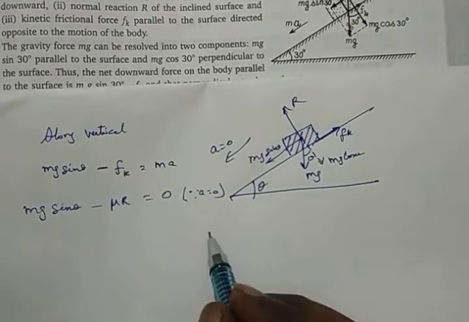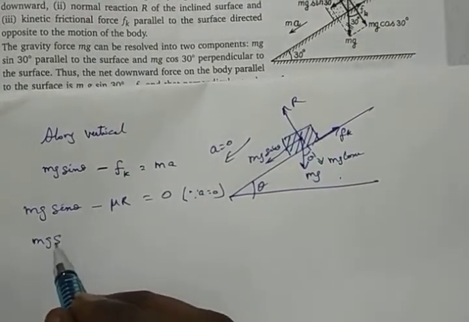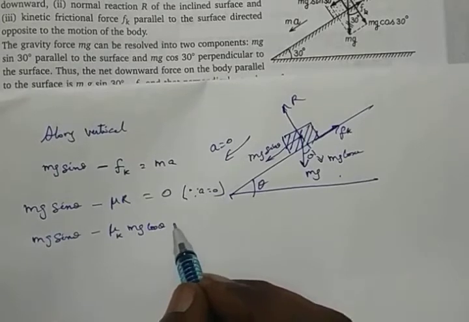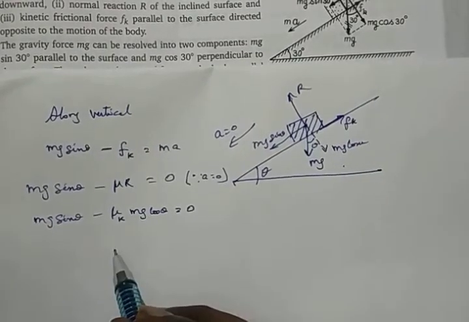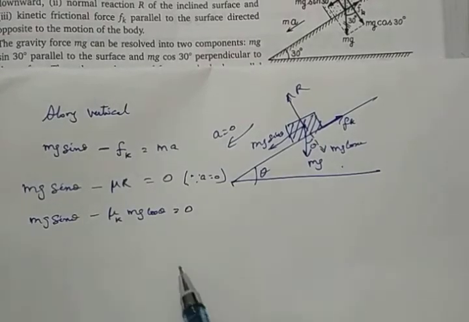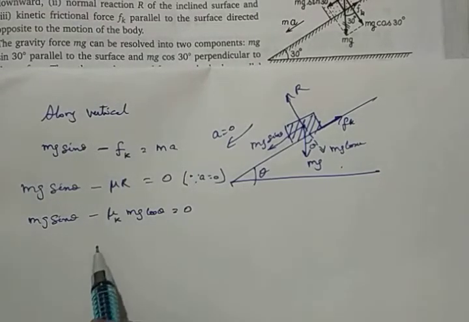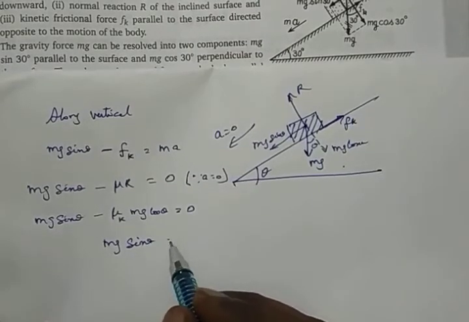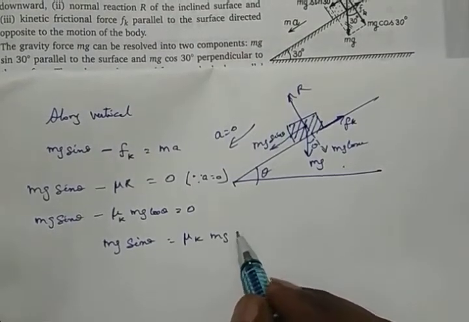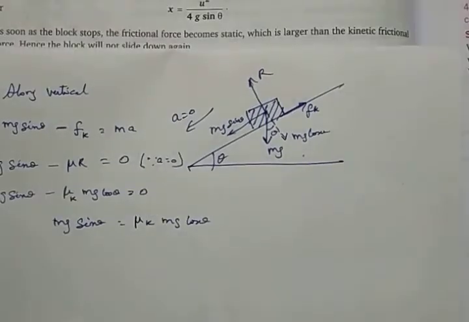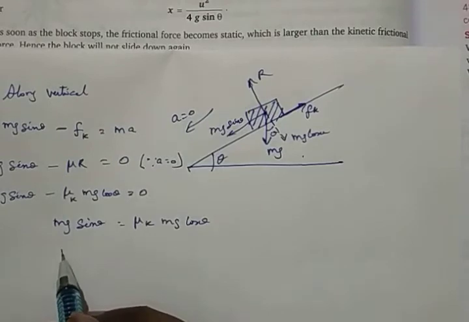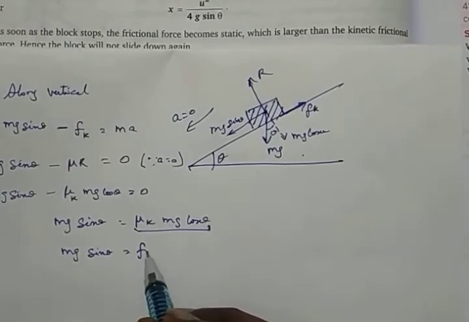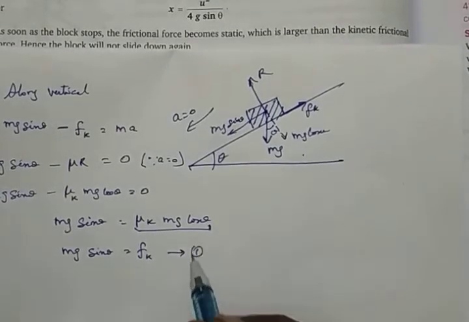So what is R? R is going to be equal and opposite to this one, so mg sin theta minus mu k times mg cos theta equals 0. You can pull this value together and move it to the other side, and you will be able to get the value of mu. So mg sin theta equals mu k mg cos theta. Or otherwise, you can write mg sin theta equal to this whole value, write it as Fk itself, and keep it as equation number 1.